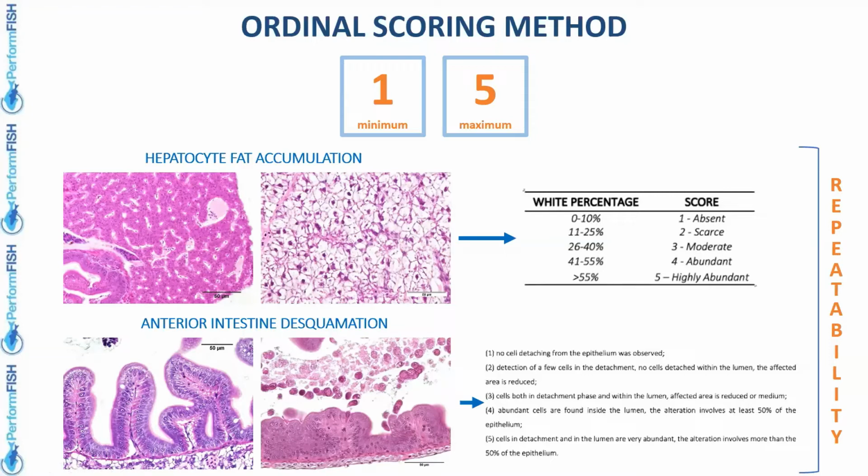For other descriptors, no quantitative ranges were determined, but precise descriptive criteria were established. For example, for the desquamation of the intestinal epithelium, for each score we supplied a perfect description.